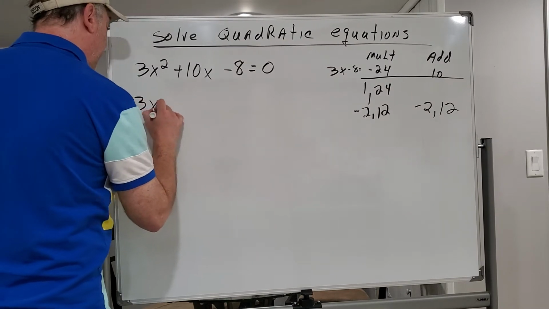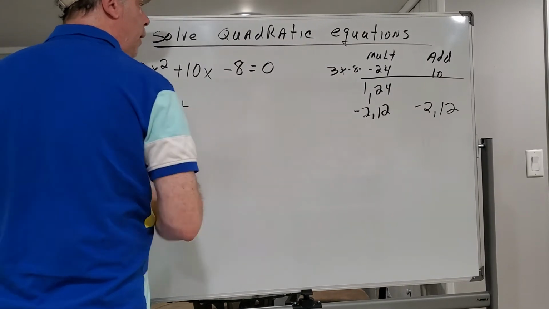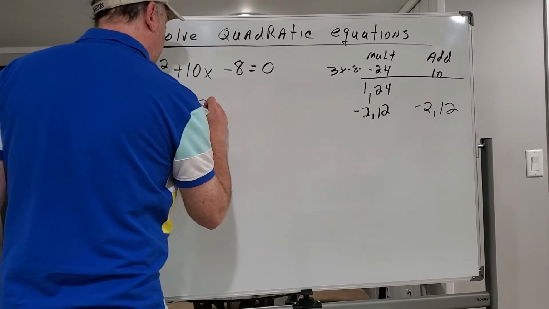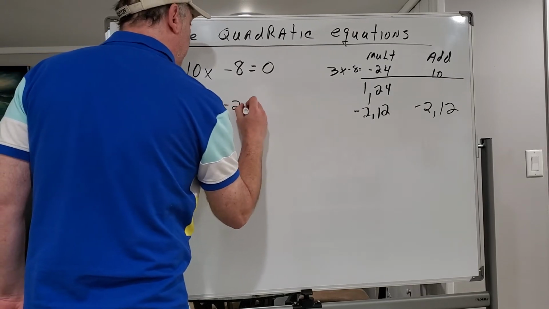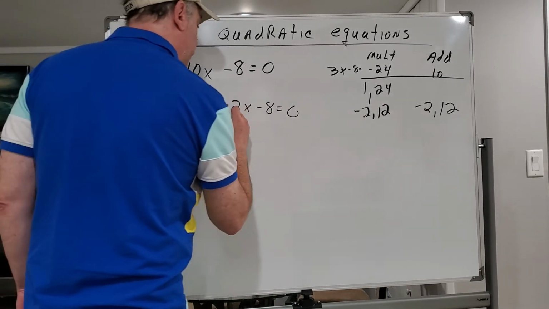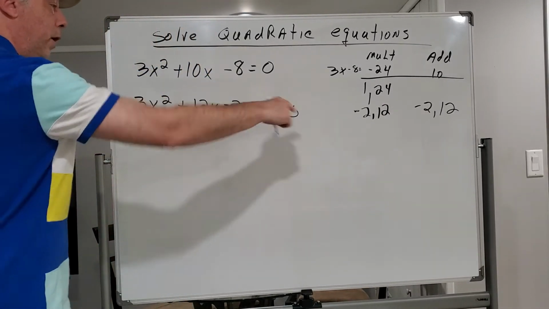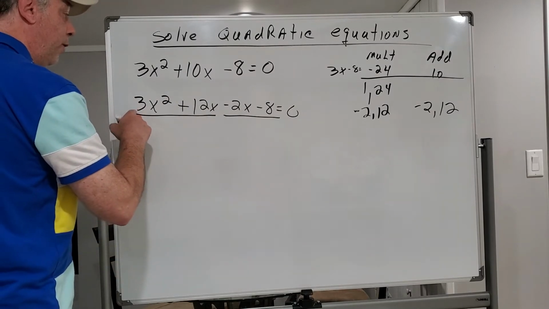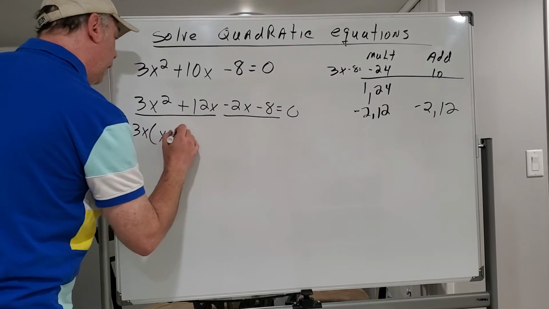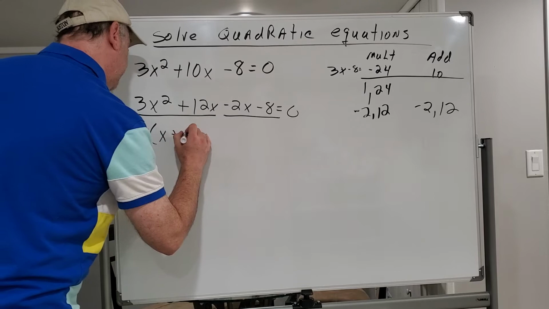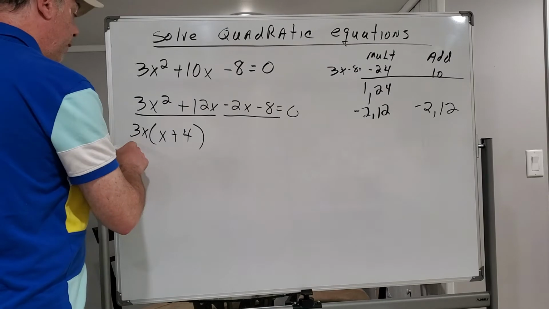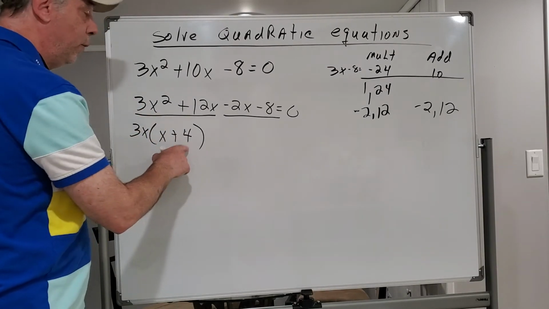So we bring down the 3x squared plus 12x minus 2x minus 8 equals 0. Look at the first two to factor it, then we're going to look at the next two to factor it. So we can factor out of here 3x times x plus 4. So 3x times x gives me 3x squared, 3x times 4 gives me 12x.